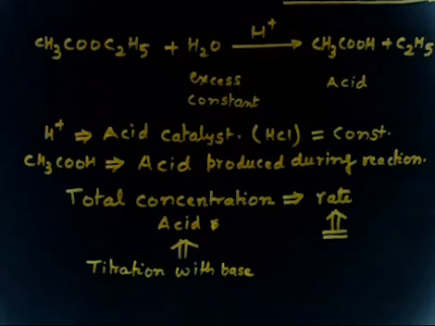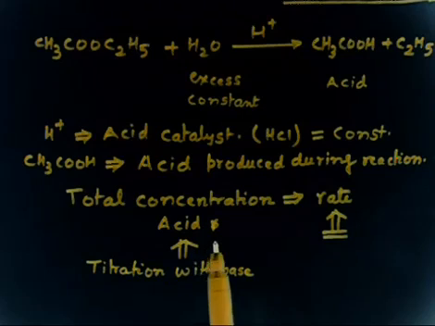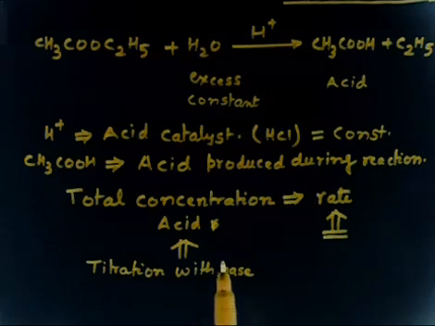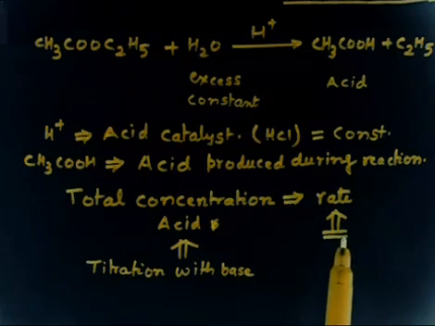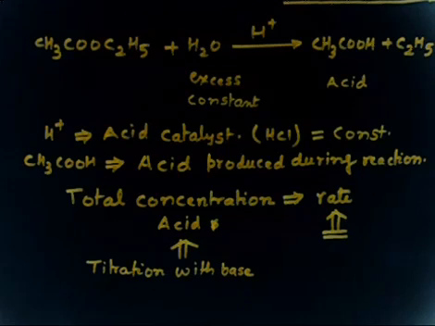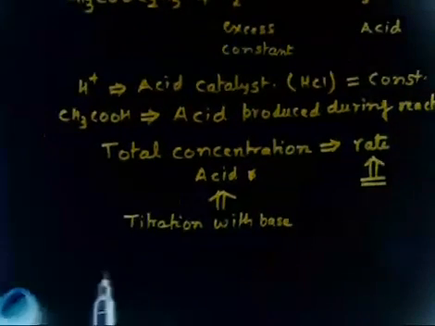So the equivalents or moles of base are directly related to the concentration of total acid. If I know the moles of base, I can find the moles of acid, and the moles of acid are directly related to the rate of reaction. So my target is, by measuring the concentration of base, how can I find the rate of reaction? So this is my problem. So let me frame the solution.